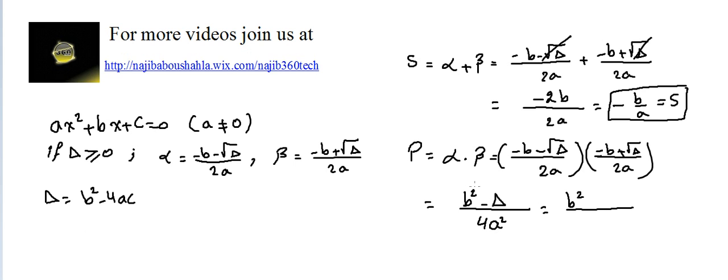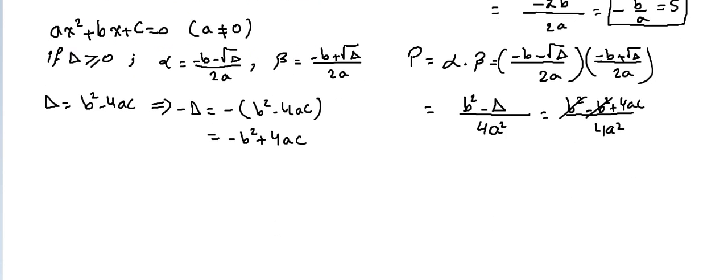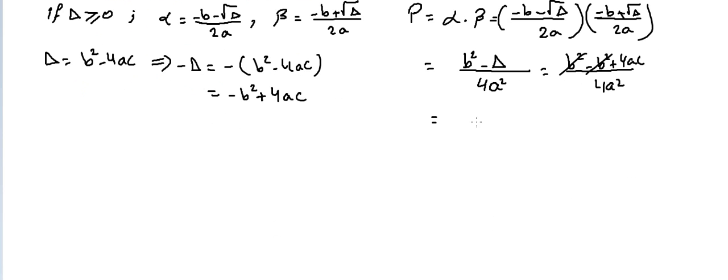So what is minus delta over here? Minus delta, this means I'm multiplying the b squared minus 4ac, all of it, with minus, that will be equal minus b squared plus 4ac, right? So it's minus b squared plus 4ac. This is minus delta over 4a squared. B squared minus b squared, we cancel them. What is left is 4ac. B squared minus b squared is 0. What is left is 4ac, right? 4ac over 4a squared. Now we can cancel. 4 divided by 4 cancel. And a over a. So what is left is c over a. And that is the product.